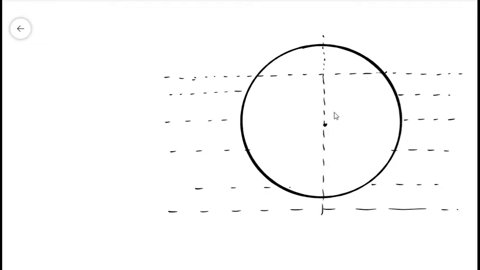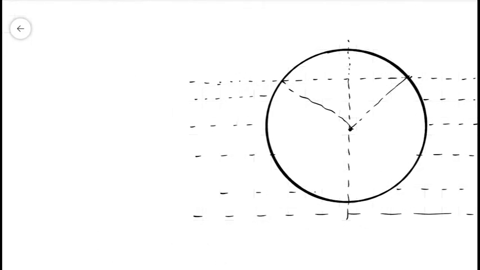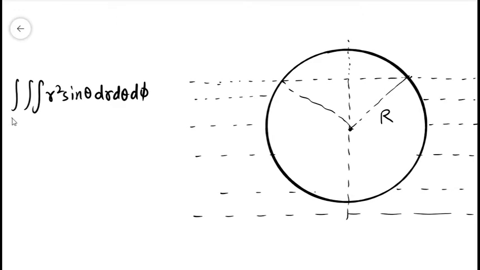First we calculate this volume of the sphere. The volume element in spherical coordinates is given by the integral of r squared sine theta dr d theta d phi, and here the limit of r is from 0 to capital R, because R is the radius of the sphere.